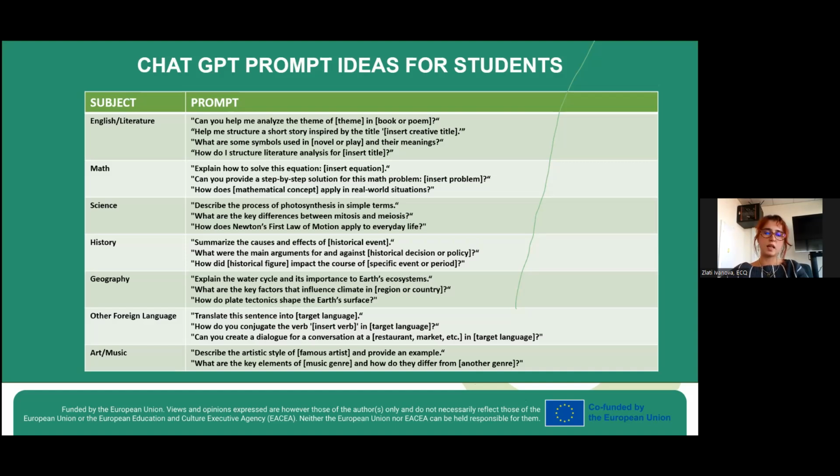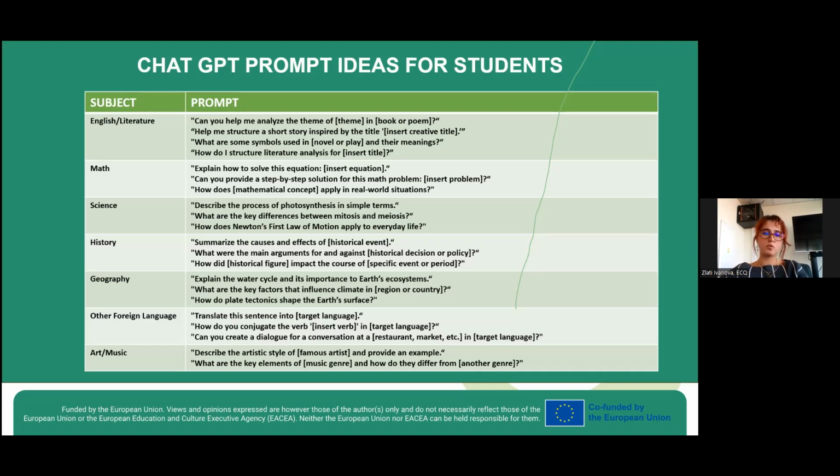For science, they can ask to describe any process in simple terms or with real world examples. For history, they can summarize cause and effect of, let's say, World War I, or how did Churchill impact the course of World War II. Things like that. Chat is very good at answering.